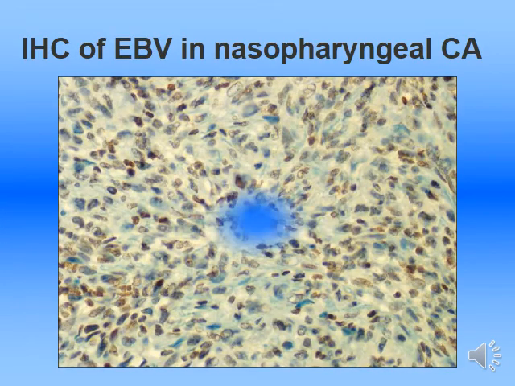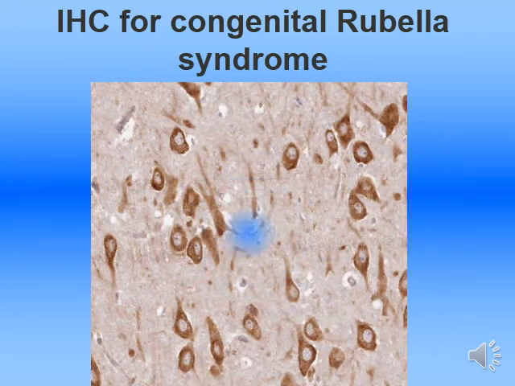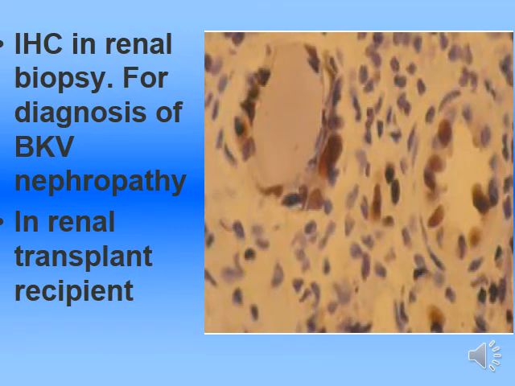نشوف من الصورة واضح أنه التصبيغ البراون والصبغة الزرقاء والصبغة البراون. Immunohistochemistry for congenital Rubella syndrome واضحة هنا أيضا في هذه الصورة. وهنا immunohistochemistry renal biopsy for diagnosis of BKV nephropathy in renal transplant recipients.